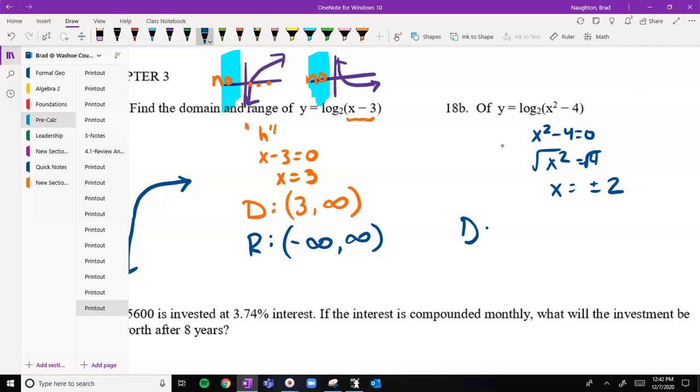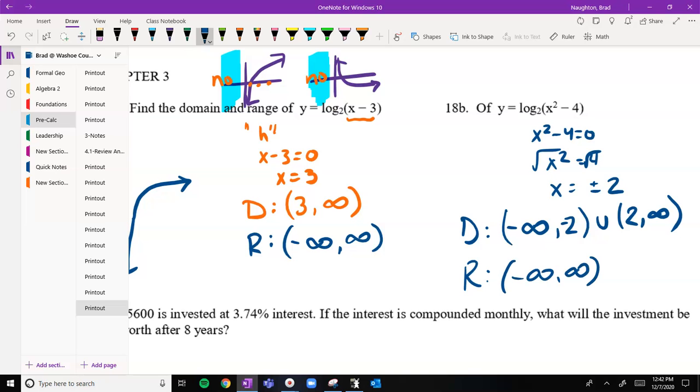So our domain is going to be from negative infinity to negative 2, and then from 2 to infinity. Alrighty, so that is our domain, and our range is going to be from negative infinity to infinity.